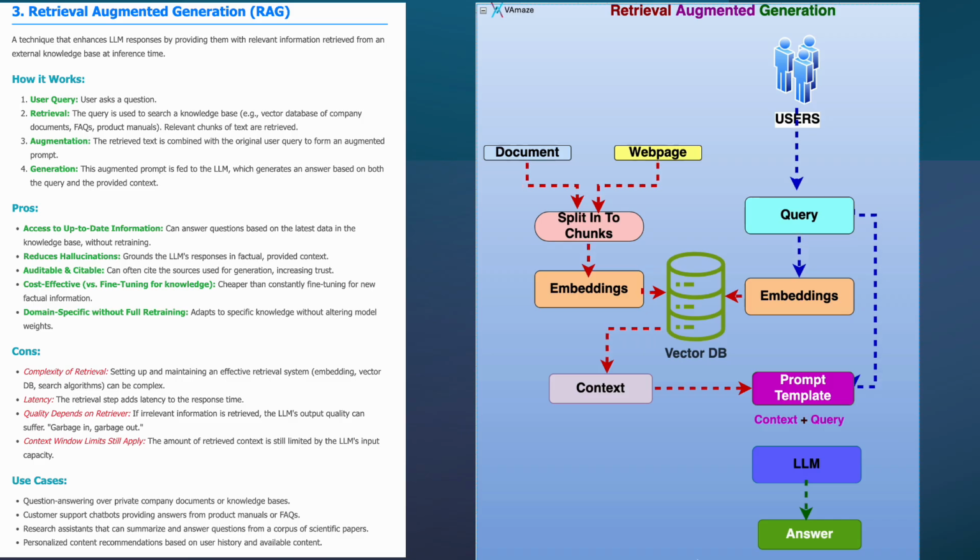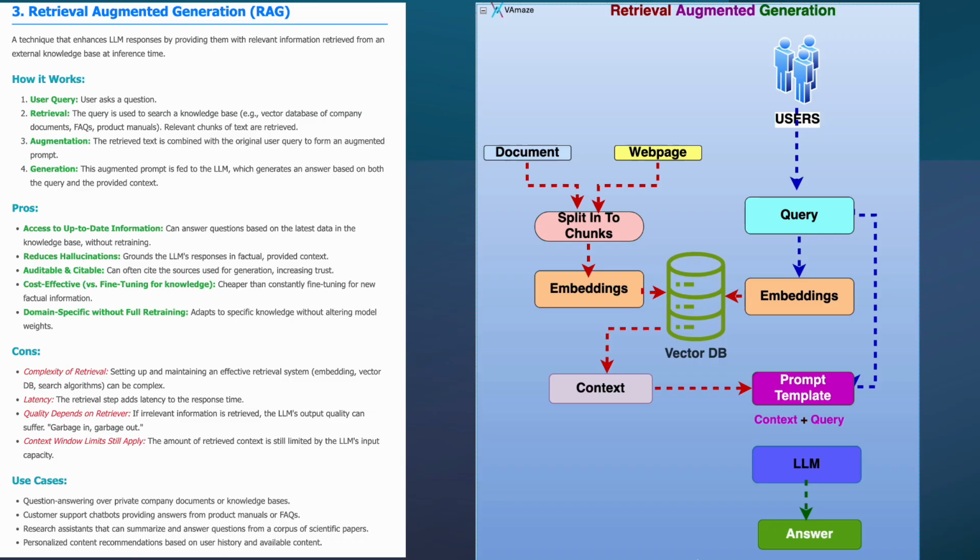Third, this retrieved text is used for augmentation. It's combined with the original user query to form an augmented prompt. Finally, this augmented prompt is fed to the LLM for generation. The LLM then generates an answer that is grounded in both the original query and the specific context provided by the retrieved information. RAG offers several powerful advantages.